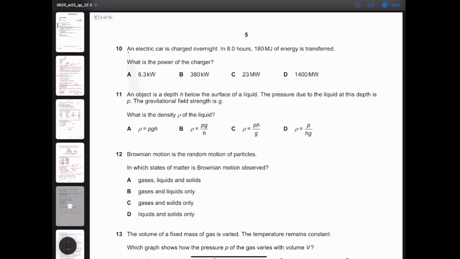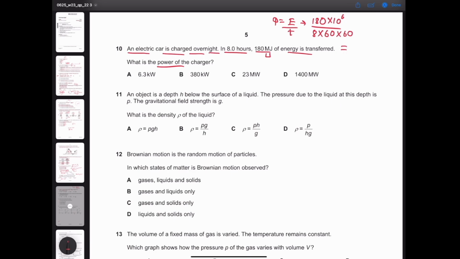An electric car is charged overnight in this much time, this much joules is transferred. What is the power? So we know that power is equal to energy over time, right? What is the energy? 180 megajoules. Remember, capital M is mega, which is 10 to the power 6. And time is 8 times 60 minutes and then 60 seconds. 1 hour contains 3600 seconds. So you will multiply 8 with 3600.